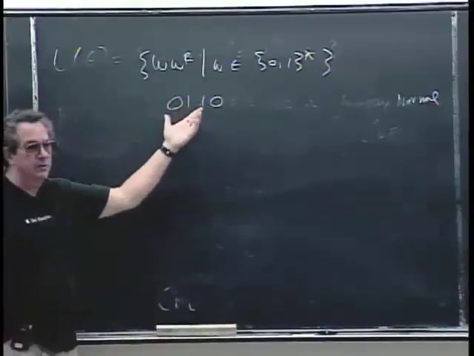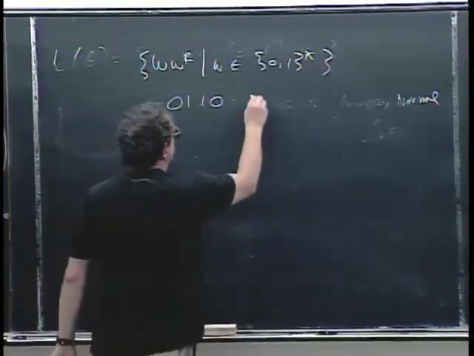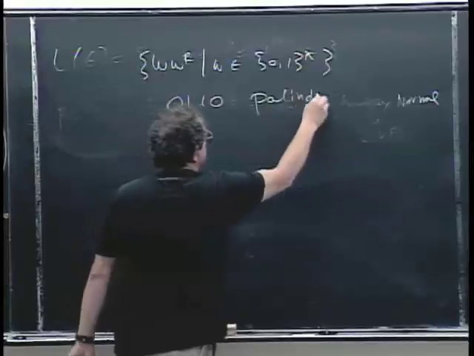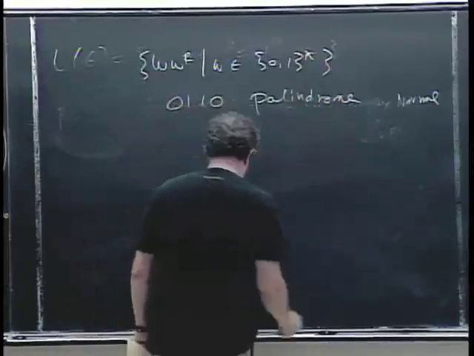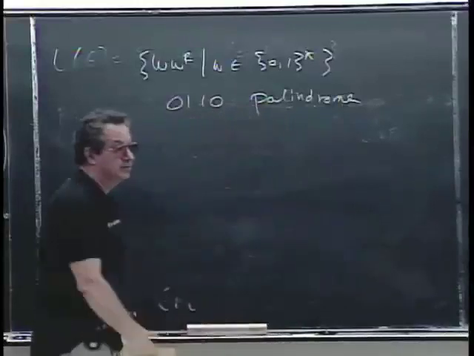There's a word in English for such kinds of strings. What is that? Palindrome, yeah. Okay. So a palindrome is a string that reads the same forwards and backwards.